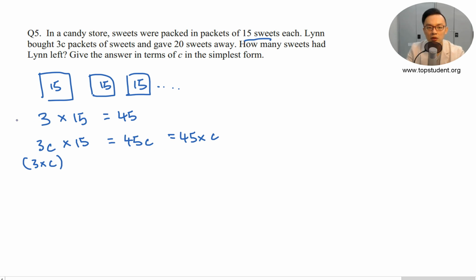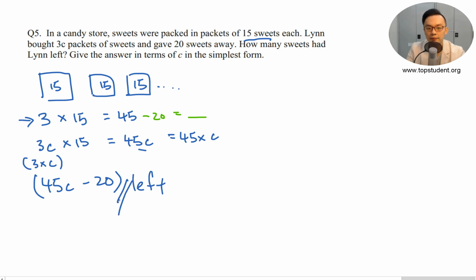So again, if she bought 3 packets and she gave 20 sweets away, I just take 45 minus 20 and I get some number. But if I have a C there, it's a bit different. So 45C minus 20, I cannot minus this. I have a C over here, which will prevent it from minusing. Unless this is also 20C, then I can do 45C minus 20C, which is 25C. But because I don't have that, this is the answer. How many sweets had Lin left? So this is the sweets that she had left.